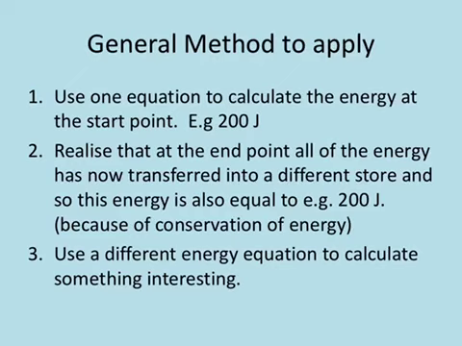Another way of saying it is we'd use one equation to calculate the energy at the start point, which might give us, for example, 200 joules. Then we realise at the end point that 200 joules has now transferred into a different store. So we now know how much energy is in that different store because of conservation of energy, and we can use a different energy equation with the energy equal to the 200 joules to calculate something interesting.